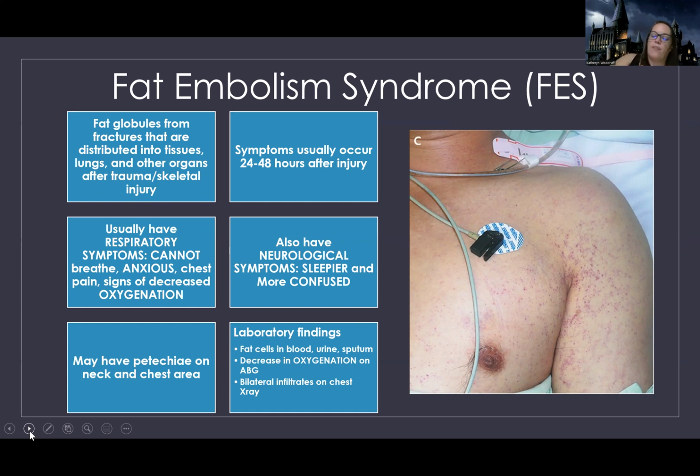They're usually going to have a lot of anxiety, especially related to the inability to breathe. And so that anxiousness is pretty common.